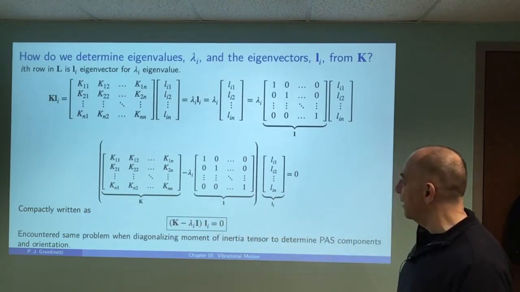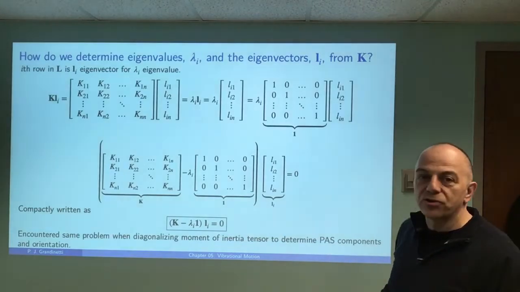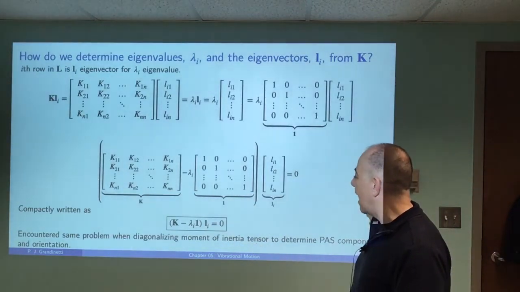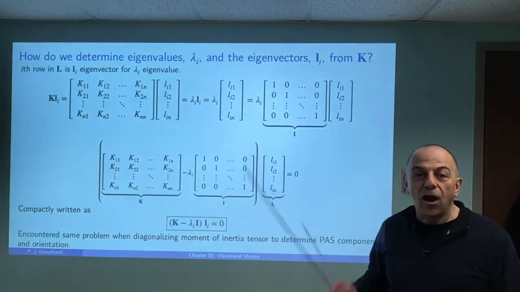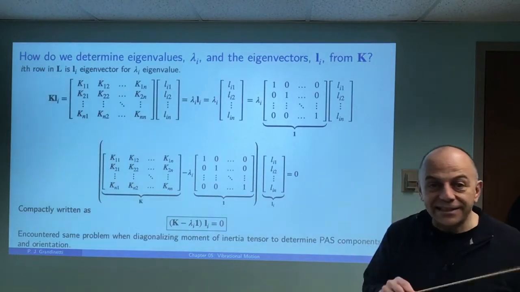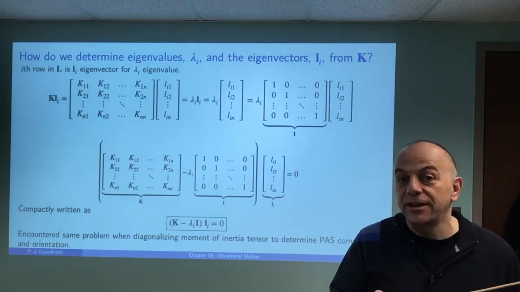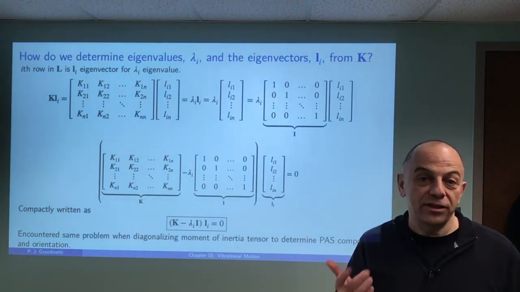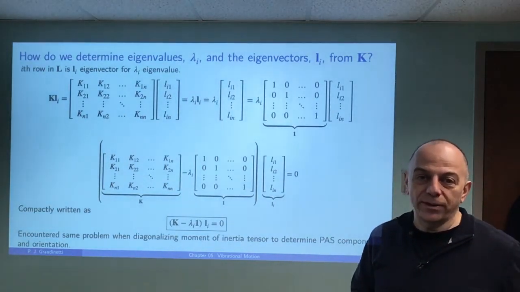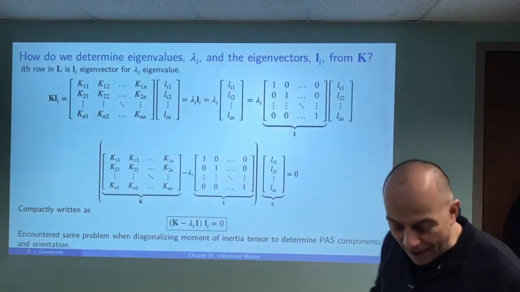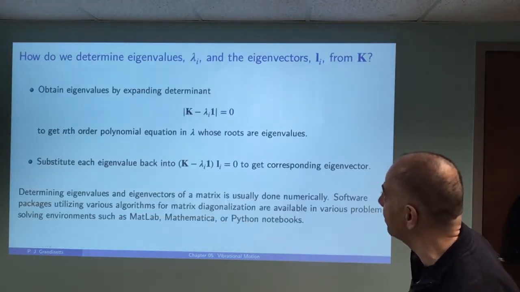This equation here gives us the equation that we can use to solve for the eigenvectors and the eigenvalues. Now, this is an equation that we already saw in this class. This is the same equation we encountered when we needed to diagonalize the moment of inertia tensor to find the principal axis orientation and the principal axis values. So we've already seen this equation. We already know how to work with this equation. So all of that comes back. And so let's take a look then, in this context, at how we're going to use this equation.